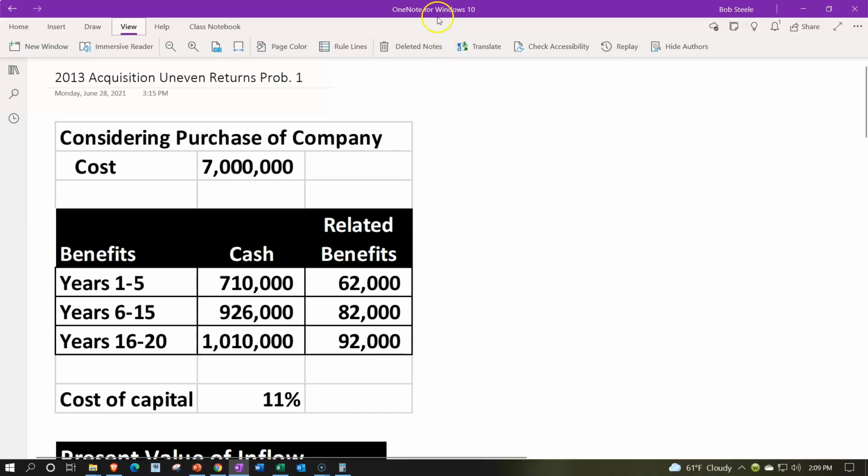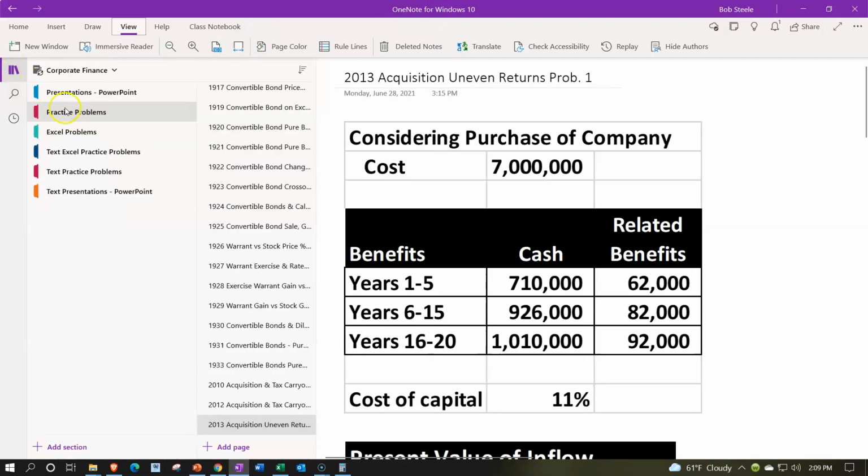Here we are in OneNote. If you have access to OneNote and would like to follow along, you're not required to, but if you would like to, you're going to be on the icon on the left-hand side, the Practice Problems tab, down in the 2013 Acquisition Uneven Returns Prob 1 tab. Also note, when using OneNote, look at the Immersive Reader tool. Our presentations will also be in the text area, same name, same number, but with transcripts that can be translated into multiple different languages and either listened to or read in them.